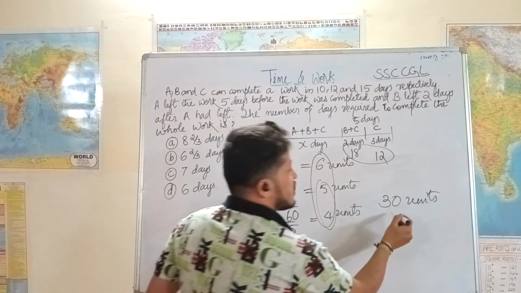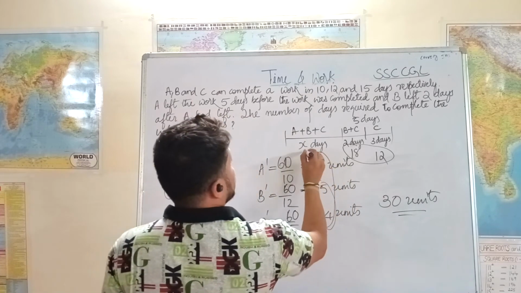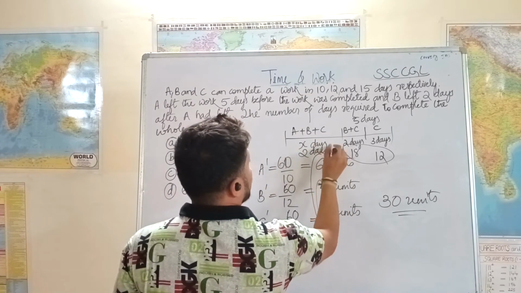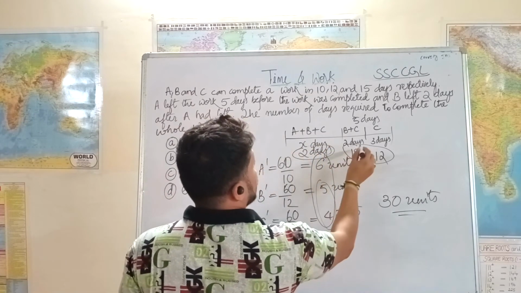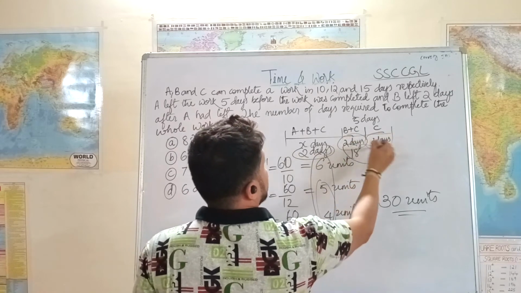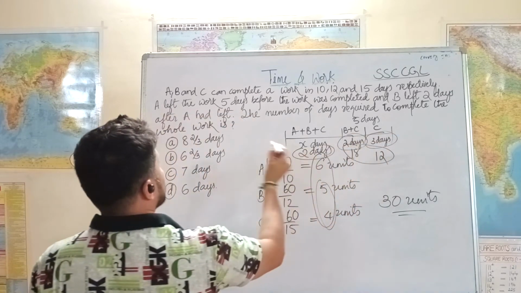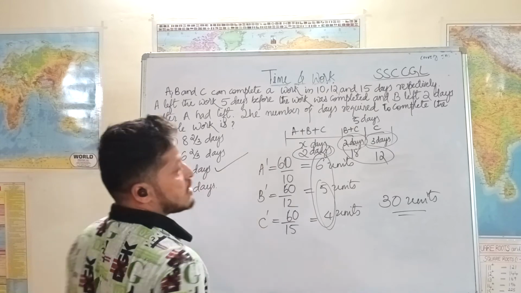So 30 units is pending, and they can finish this in 2 days. So 2 days here, 2 days here, and 3 days here. So total is 7 days. 7 days is the right answer.